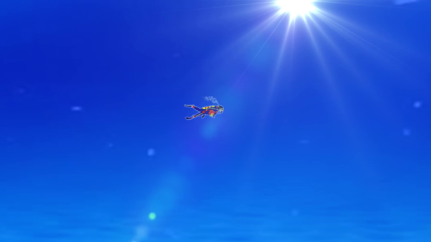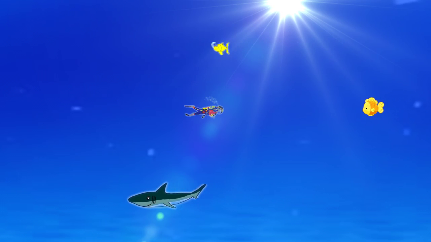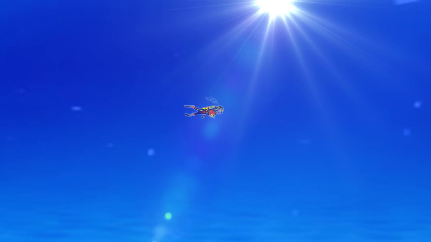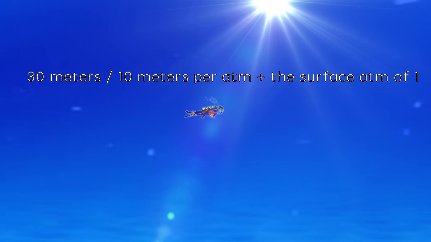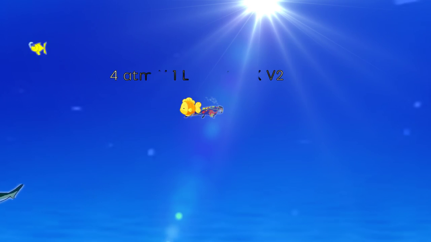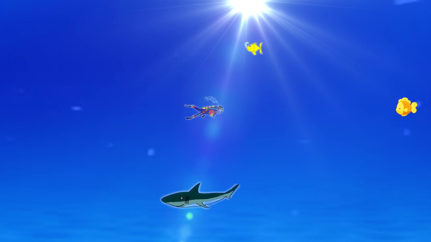The gas laws relate to the diver's lungs because every 10 meters the pressure doubles. For an example, if you were taking a breath at the surface with an ATM of 1, then at 30 meters your lungs would have a pressure of 4 ATM. You would get 4 ATM from 30 meters divided by 10 meters per ATM plus the surface ATM of 1. The equation you would then get would be 4 ATM times 1 liter equals 1 ATM times volume 2. Once you solve the equation, you would get 4 liters in the diver's lungs.